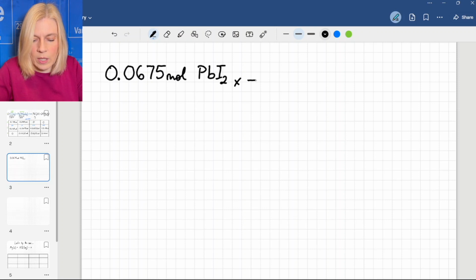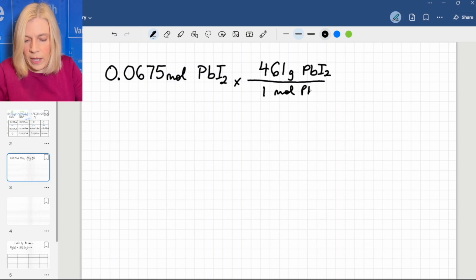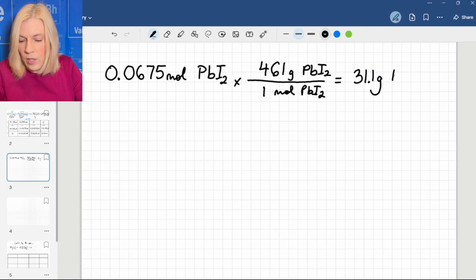And I'm going to look at my periodic table and add up things to get my molar mass. And that's 461 grams of lead II iodide per 1 mole of lead II iodide. And I plug this into a calculator and I'm going to get 31.1 grams of solid will be made.